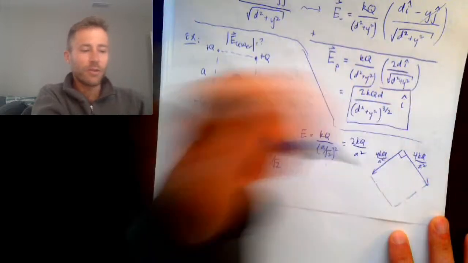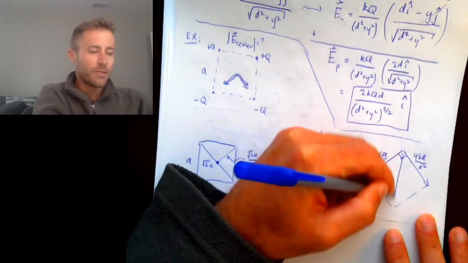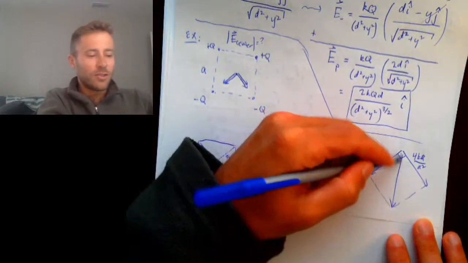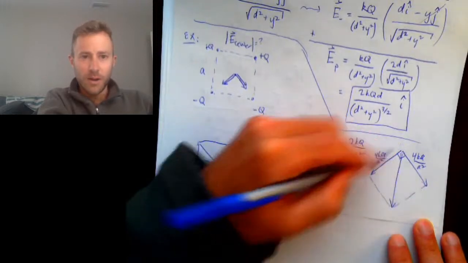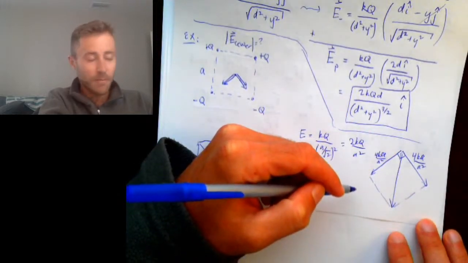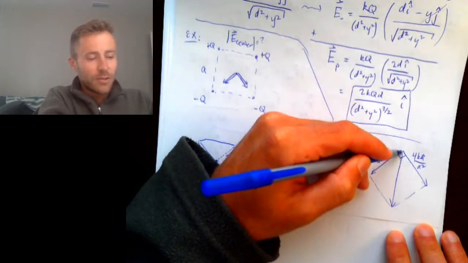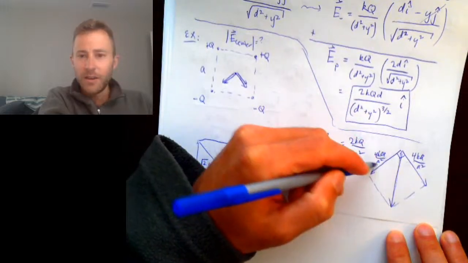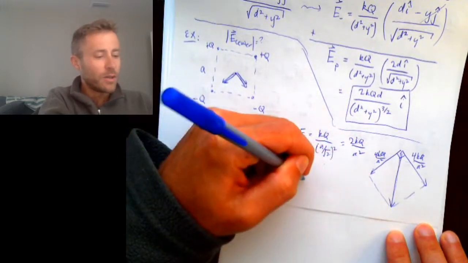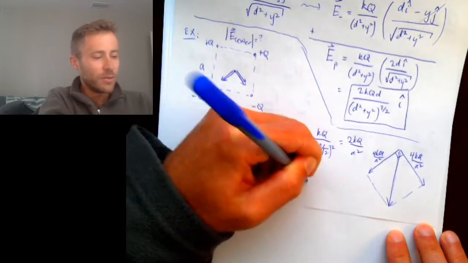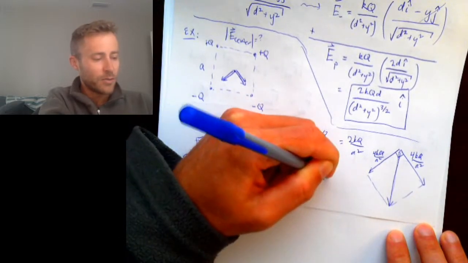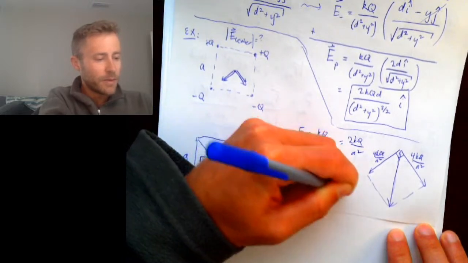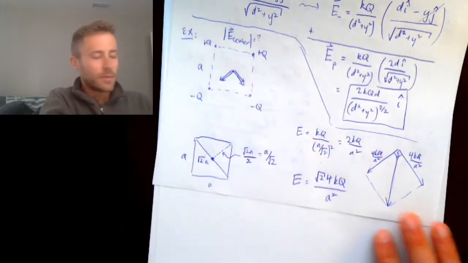So we want to add these two vectors together, so we do the parallelogram rule. And this is going to be the total electric field pointing downward. Again, this parallelogram is a square, so this is the distance across the diagonal of a square. So it's going to be a side times the square root of 2. That means our electric field is going to be square root of 2 times 4kq over a squared. So that's our answer.